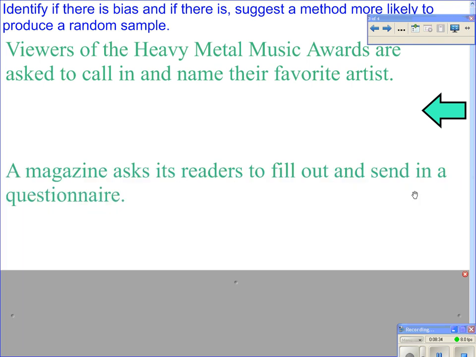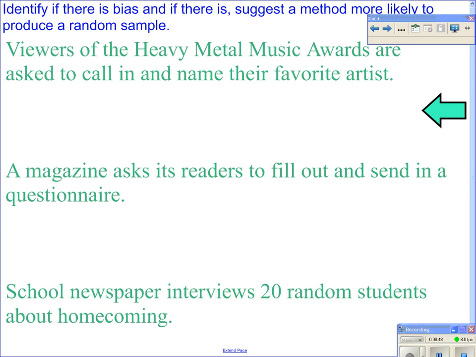A magazine asks its readers to fill out and send in a questionnaire. Okay, how come? Because it's not the same. Okay, so that one we're saying unbiased, and this one? School newspaper interviews 20 random students about homecoming. Unbiased, how come? Because it's random, that definitely says that. One of them that you said was incorrect. Let's find out.